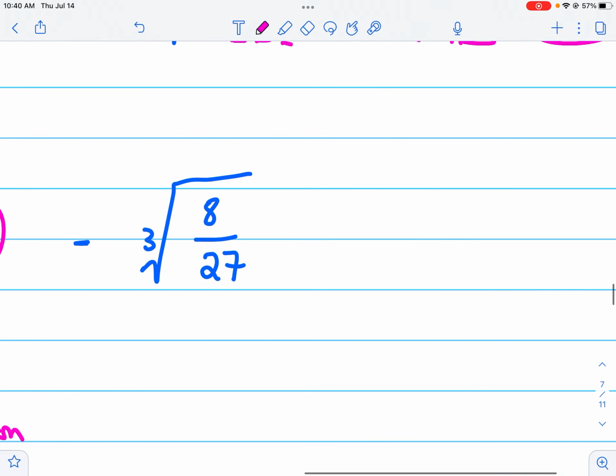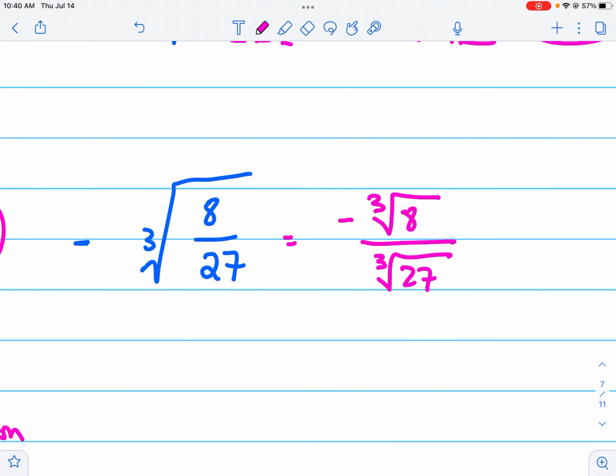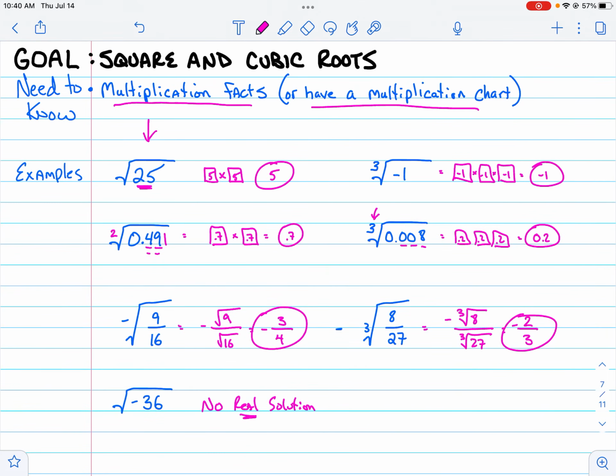And just like the previous one, you could go ahead and do this with the top and the bottom separately. Sometimes that helps you to keep organized. 2 times 2 times 2 is 8. 3 times 3 times 3 is 27. So I have -2/3. And that's the simple way to work with square and cubic roots.